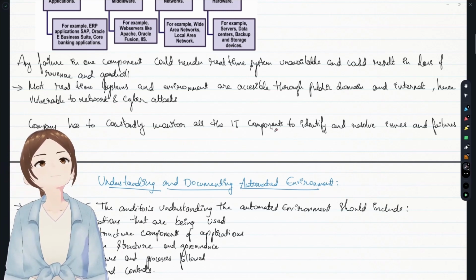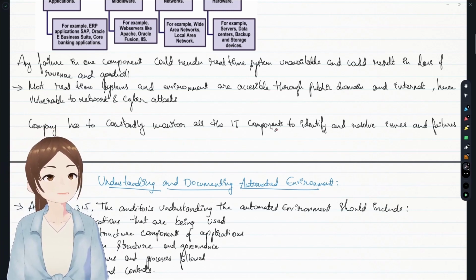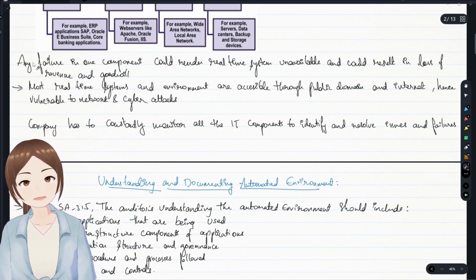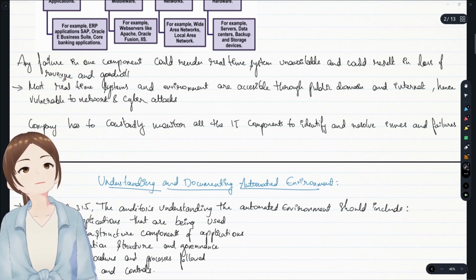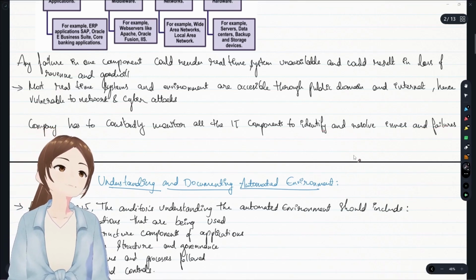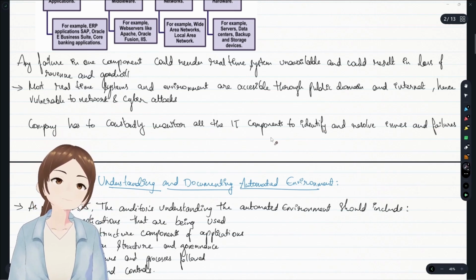And the risk that a real-time system has is network and cyber attacks. This is the restriction, this is the risk, and how to overcome this is here. Identify and resolve the issues and failures. You have to constantly monitor. This is what the remedial action is.